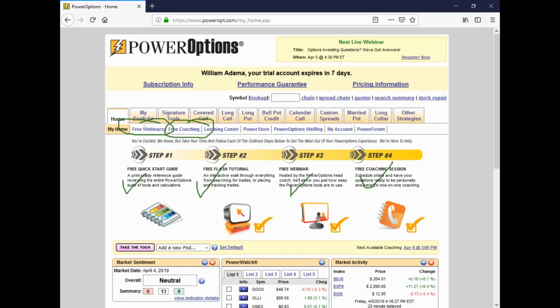Whoop. Okay, let's make sure I'm showing the right thing again. Screen's jumping around. There we go.